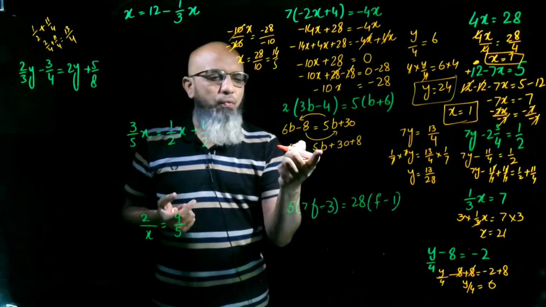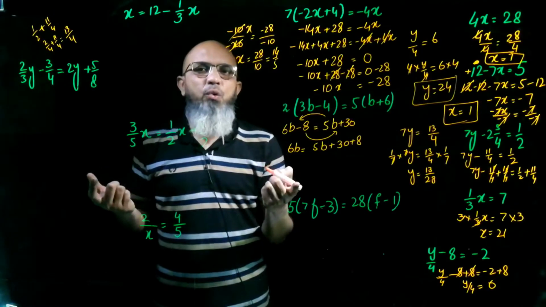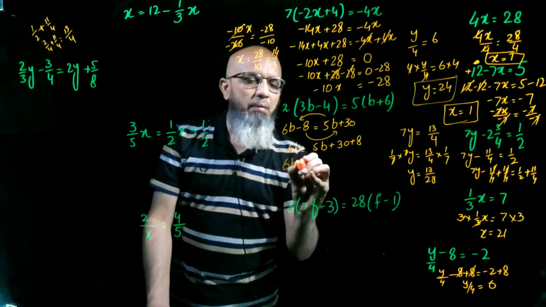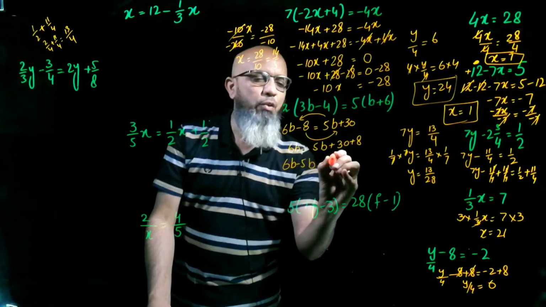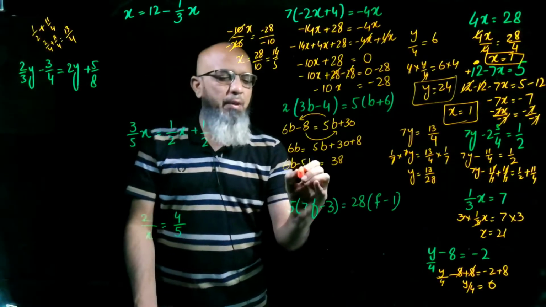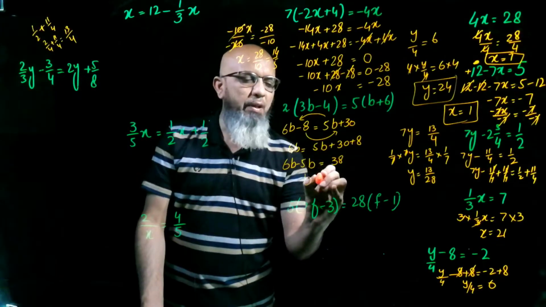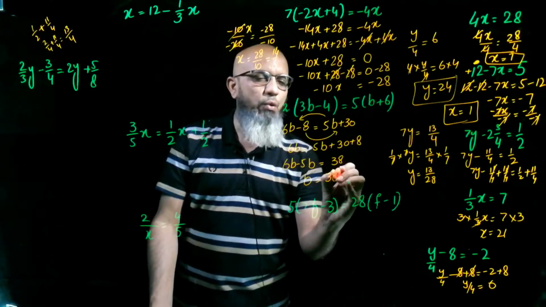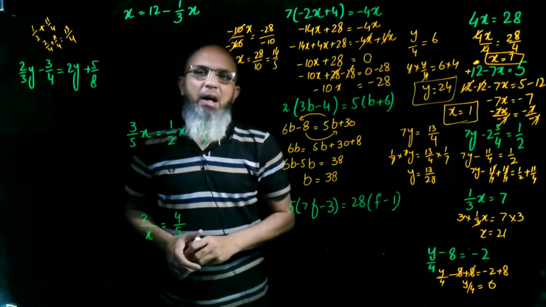Now I want to move 5b to this side. So what will I do? I will subtract because it is positive here. So 6b minus 5b is equal to 38, and you can easily subtract this. 6b minus 5b, we get 1b. We never write 1 as a coefficient, so b is equal to 38 is your answer.